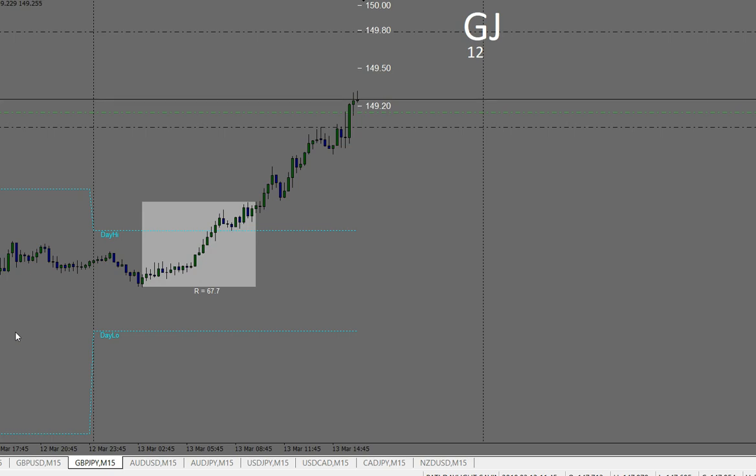I'm holding one trade at the moment. I'm just going to let this run and see how it does. It's the pound Japanese yen. I actually took it on this candle here.